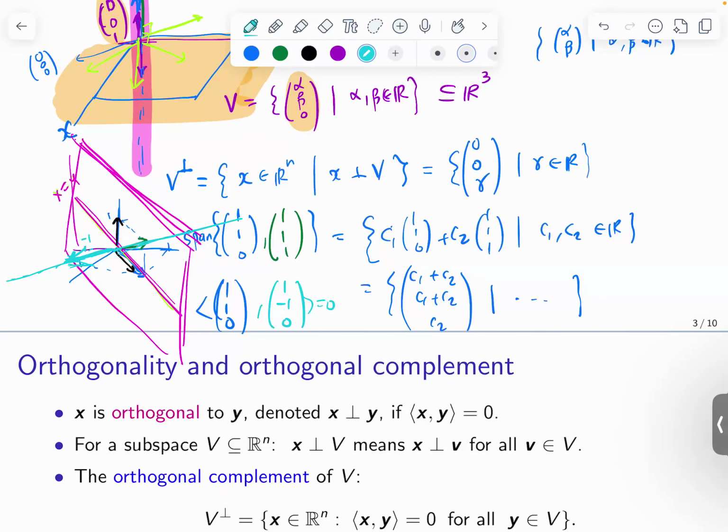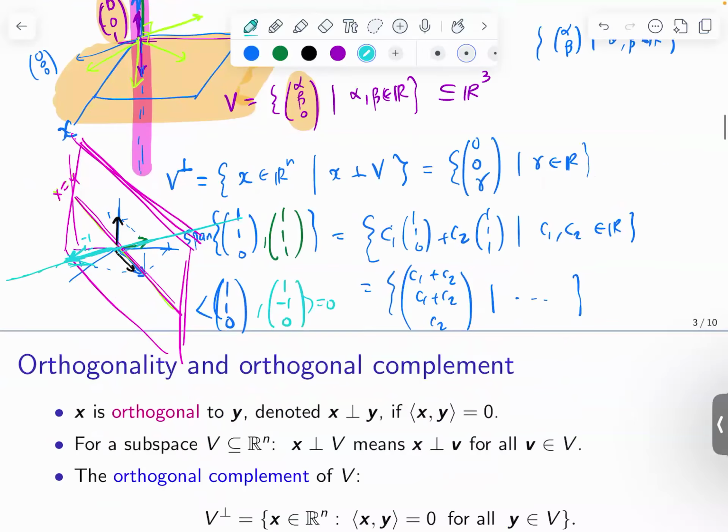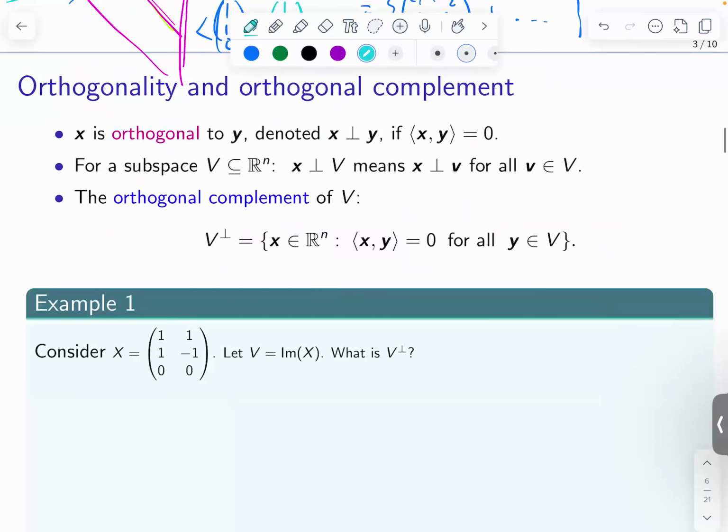It's easier here. This z-axis is a subspace. The orthogonal complement would be the xy plane. If you take the orthogonal complement a second time, you get back the original one. So start from V, take the orthogonal complement, you get a new subspace, and then take the orthogonal complement of that, you get back the original one. So it's a dual relation. Anyway, this is the definition of an orthogonal complement.